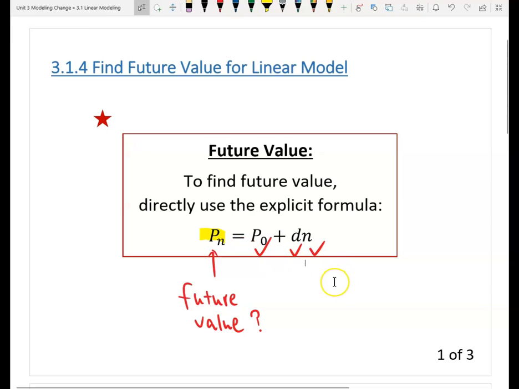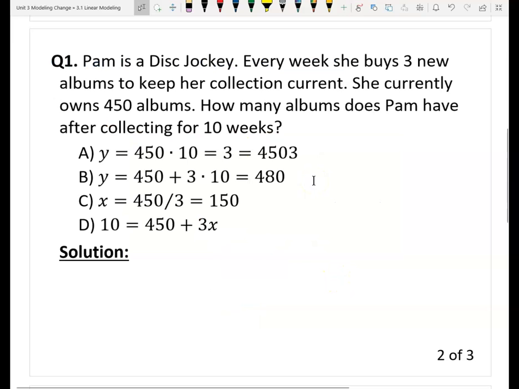Now let's practice two questions about how to use the explicit formula for the future value. Here is the first question. Pam is a disc jockey. Every week she buys 3 new albums to keep her collection current. She currently owns 450 albums. How many albums does Pam have after collecting for 10 weeks?